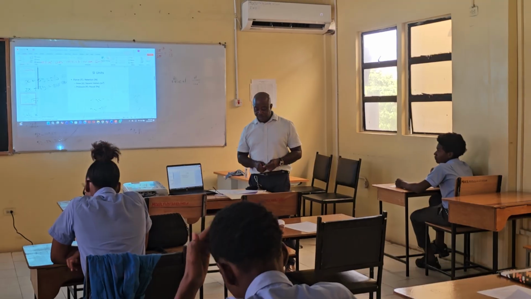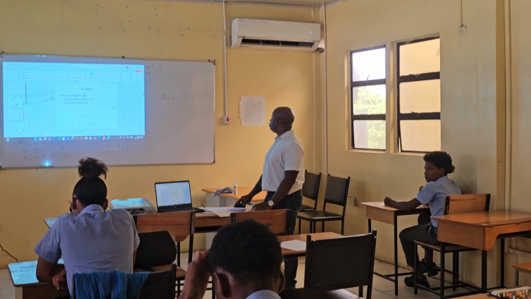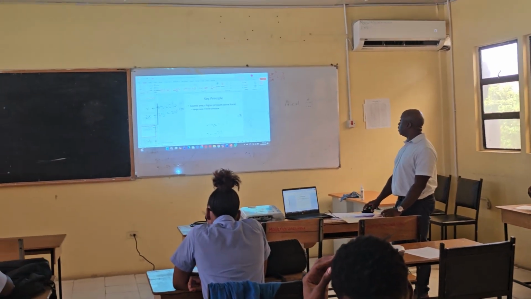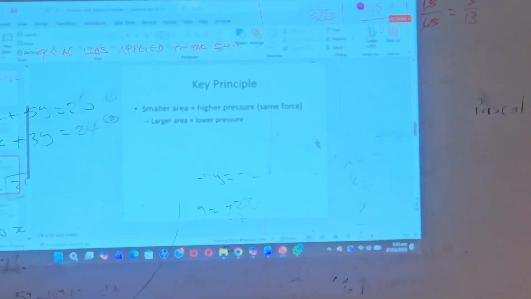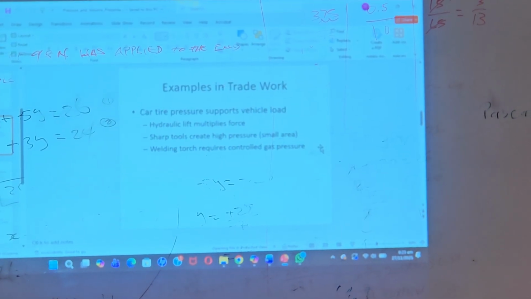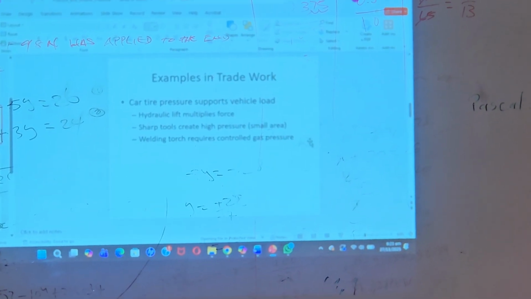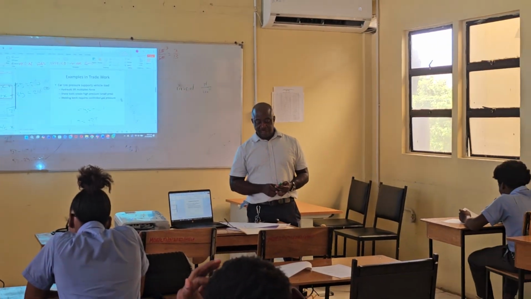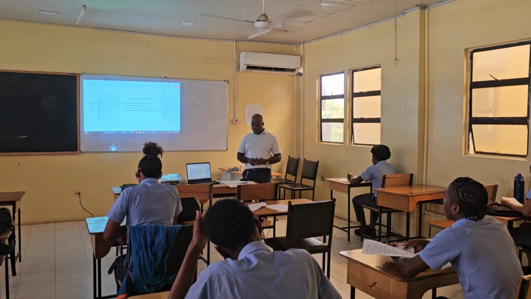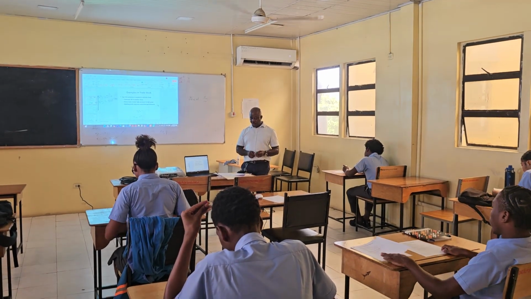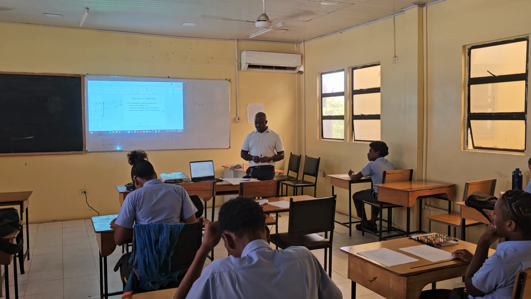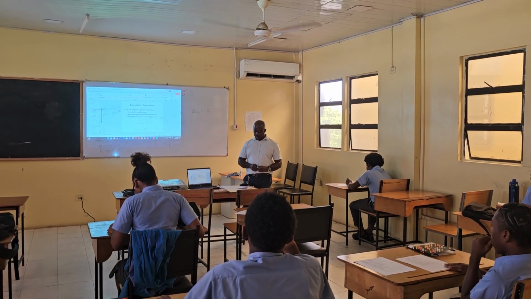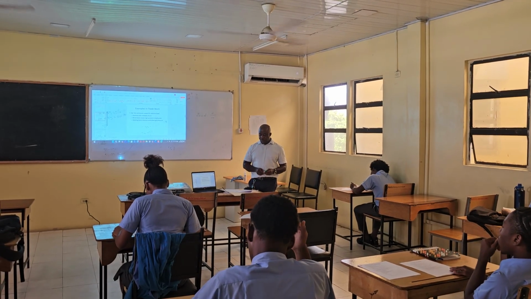So, key points. What are some key points you needed to take into consideration so far? Smaller area, higher pressure, for the same force. Larger area equals lower pressure. So explain, somebody explain. Smaller area is equal to what? Higher pressure for the same force. A large area, low pressure is being applied.